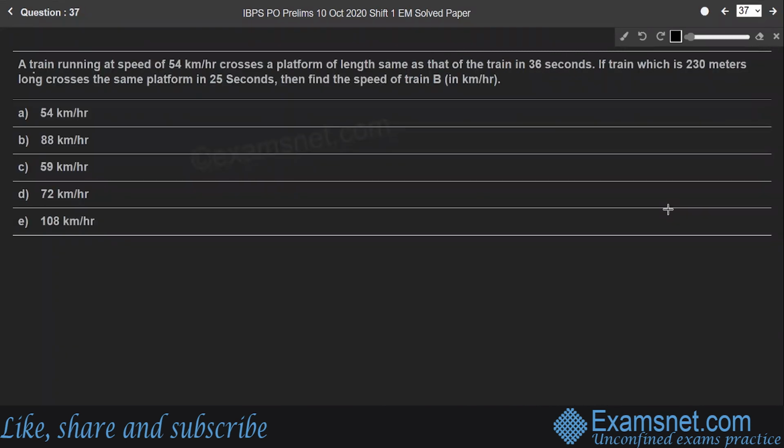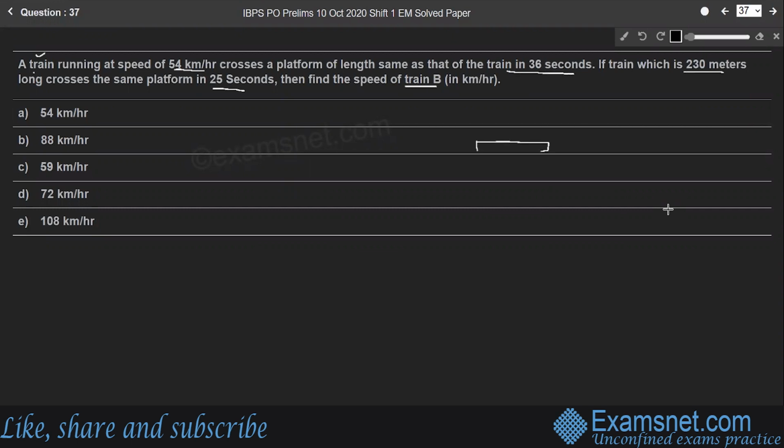Question 37. A train running at speed of 54 km per hour crosses a platform of length same as that of the train in 36 seconds. If train which is 230 meters long crosses the same platform in 25 seconds, then find the speed of the train B. Here students, so there are two trains, train A and train B.